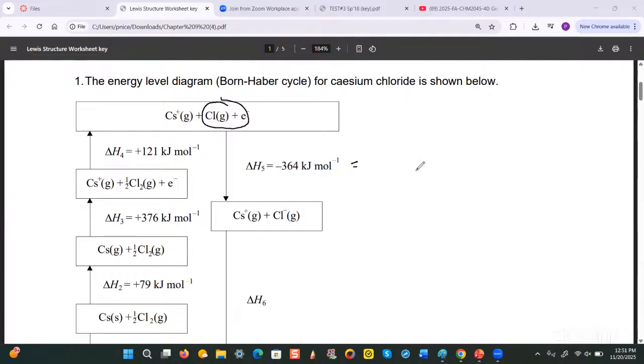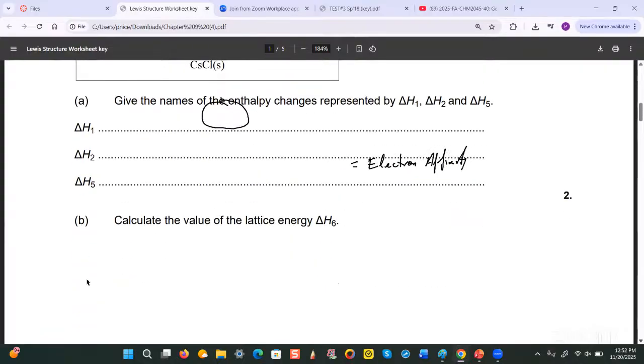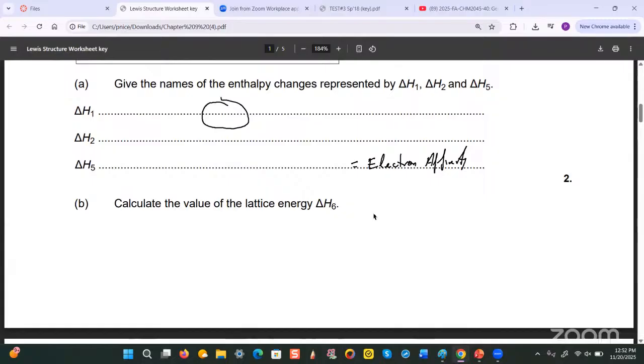Okay, so that is called electron affinity. Does that sound familiar? Right? So that would be the answer that you would put here, right? For delta H5, that is the electron affinity, all right?